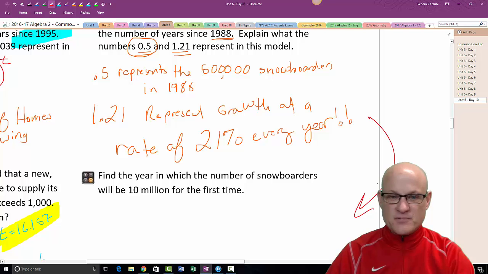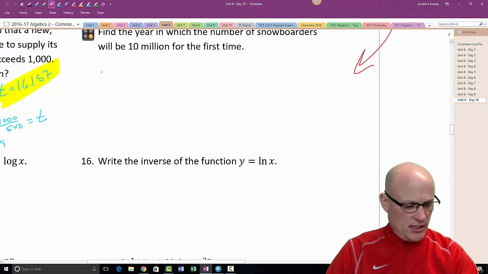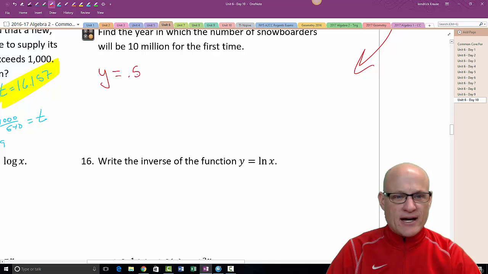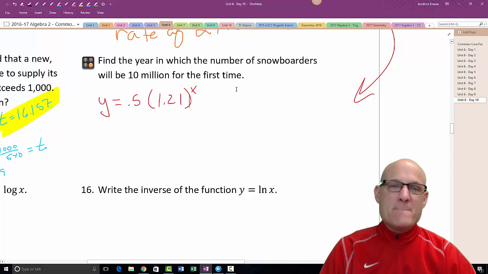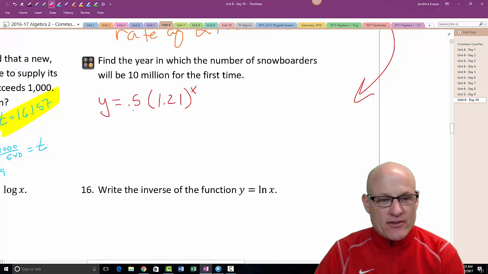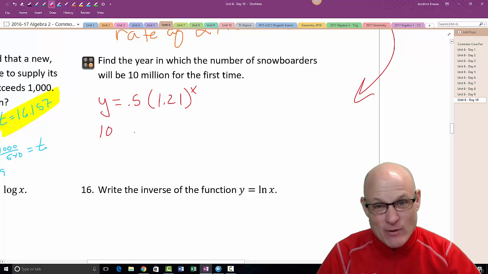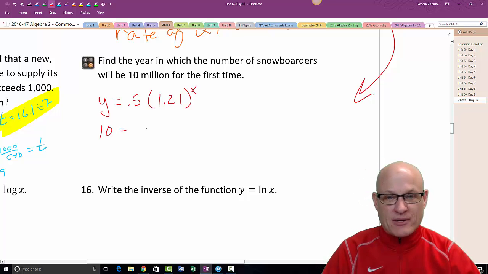I forgot these go together too. Okay? So we're going to use that same formula, which is, what did I say? Did they give us a formula? Y in this case. Y is equal to 0.5 times 1.21 to the x. And they want to know, when will we have 10 million skateboarders? Well, now remember, y is in millions, so I really don't want to put 10 million in here. I just want to put 10, because 10 represents 10 million. I'll show you what'll happen if you actually put 10 million in there. So 0.5, 1.21 to the x.